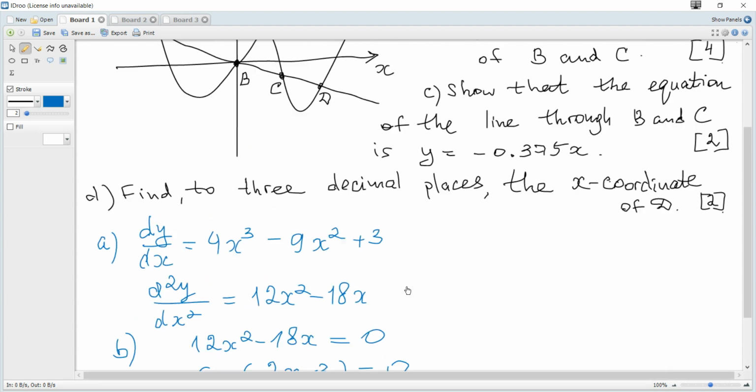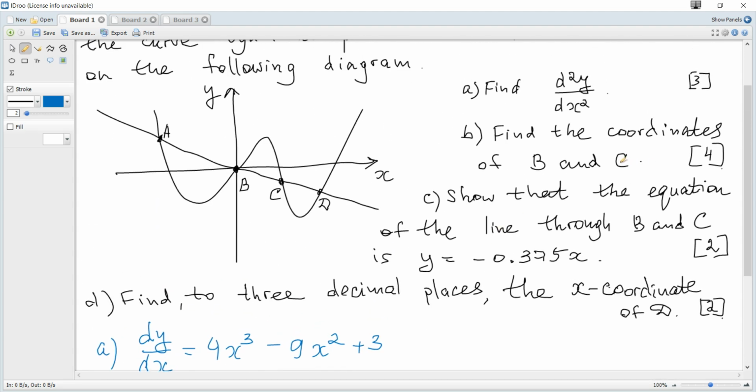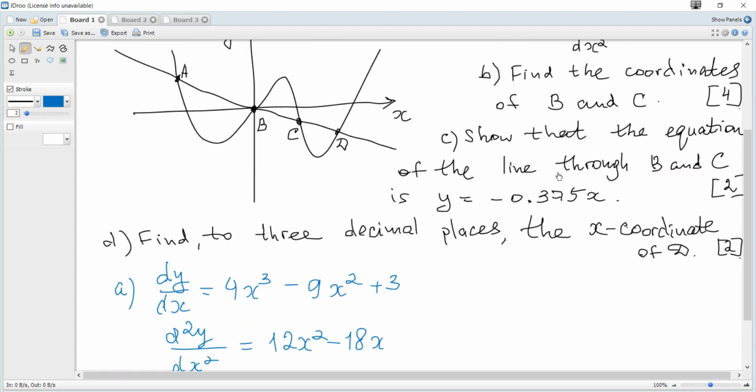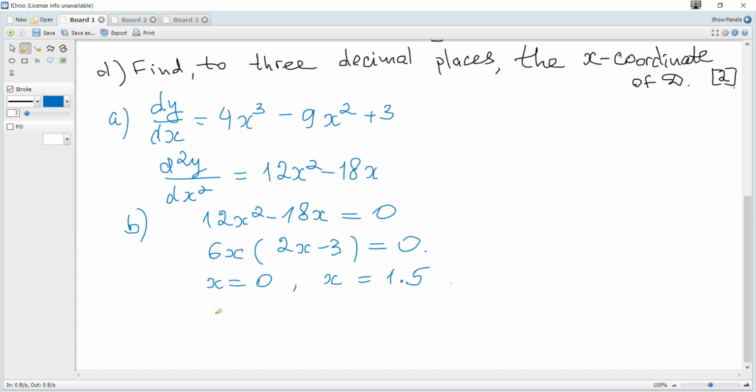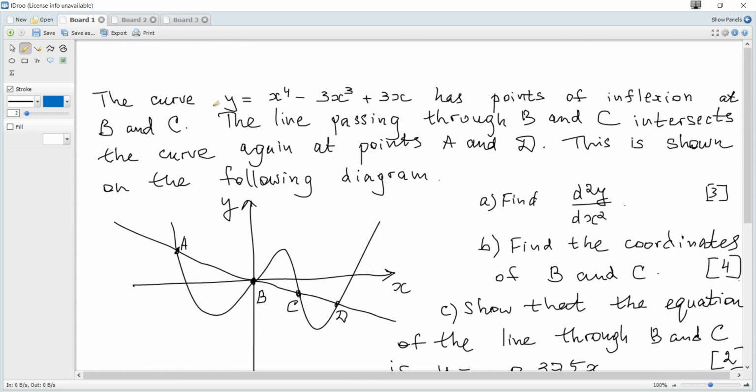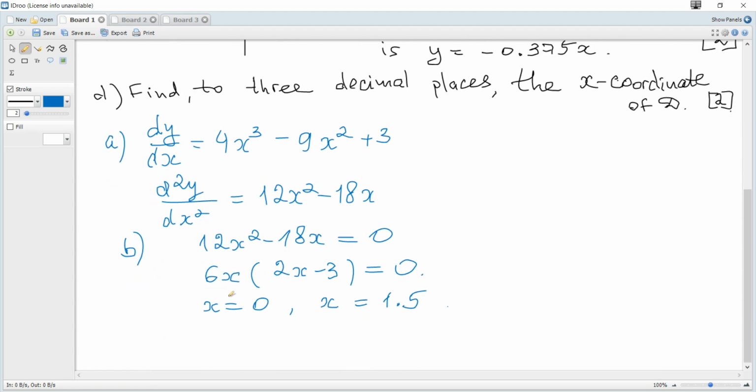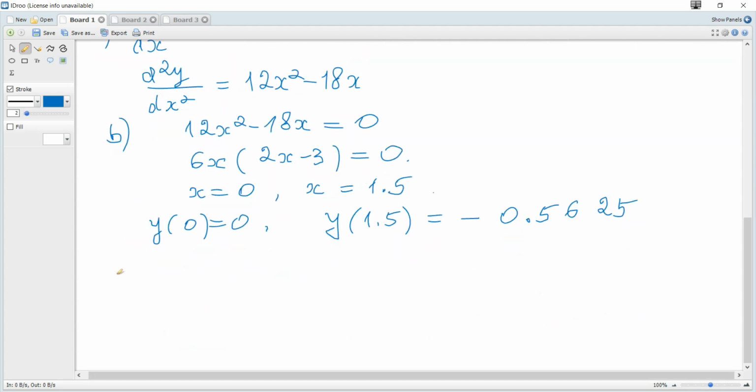And we need the coordinates of the points, so we should find the corresponding y values. When x is 0, y is 0, and y of 1.5, just using a calculator, is negative 0.5625. Hence the coordinates of B are (0, 0), and the coordinates of C are (1.5, negative 0.5625).